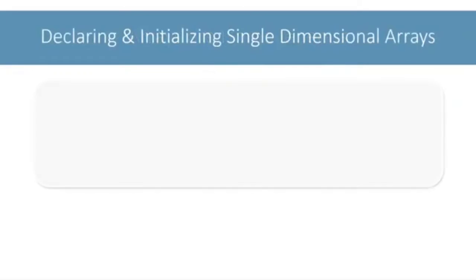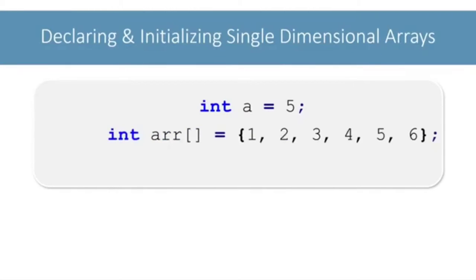We know how to declare and initialize variables. This statement declares an int variable a and assigns 5 to it. This is how we declare an int array ARR and initialize it with values from 1 to 6. In both cases, we start with the data type, then we write an identifier.